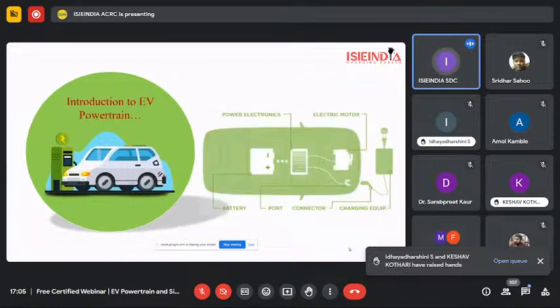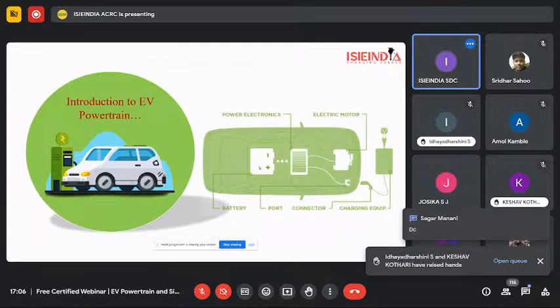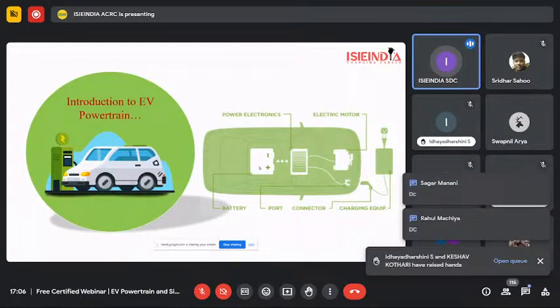So first of all, this is our introduction to the EV powertrain. Here we can see that this is the electric vehicle. The electric vehicle consists of a battery. We can see the battery is connected to the power electronics. This is a converter. So battery. Can anyone tell me what type of energy the battery stores? Is it AC or DC? Yeah, from the participants. DC. Yeah, so a battery stores DC power.